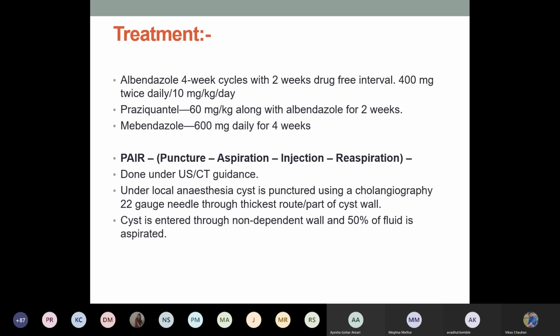Treatment, albendazole 4-week cycle with 2 weeks drug-free interval, 400 milligram twice daily. An ideal dose is 10 milligram per kg per day. Praziquantel is 60 milligram per kg along with albendazole for 2 weeks. Mebendazole 600 milligram daily for 4 weeks.